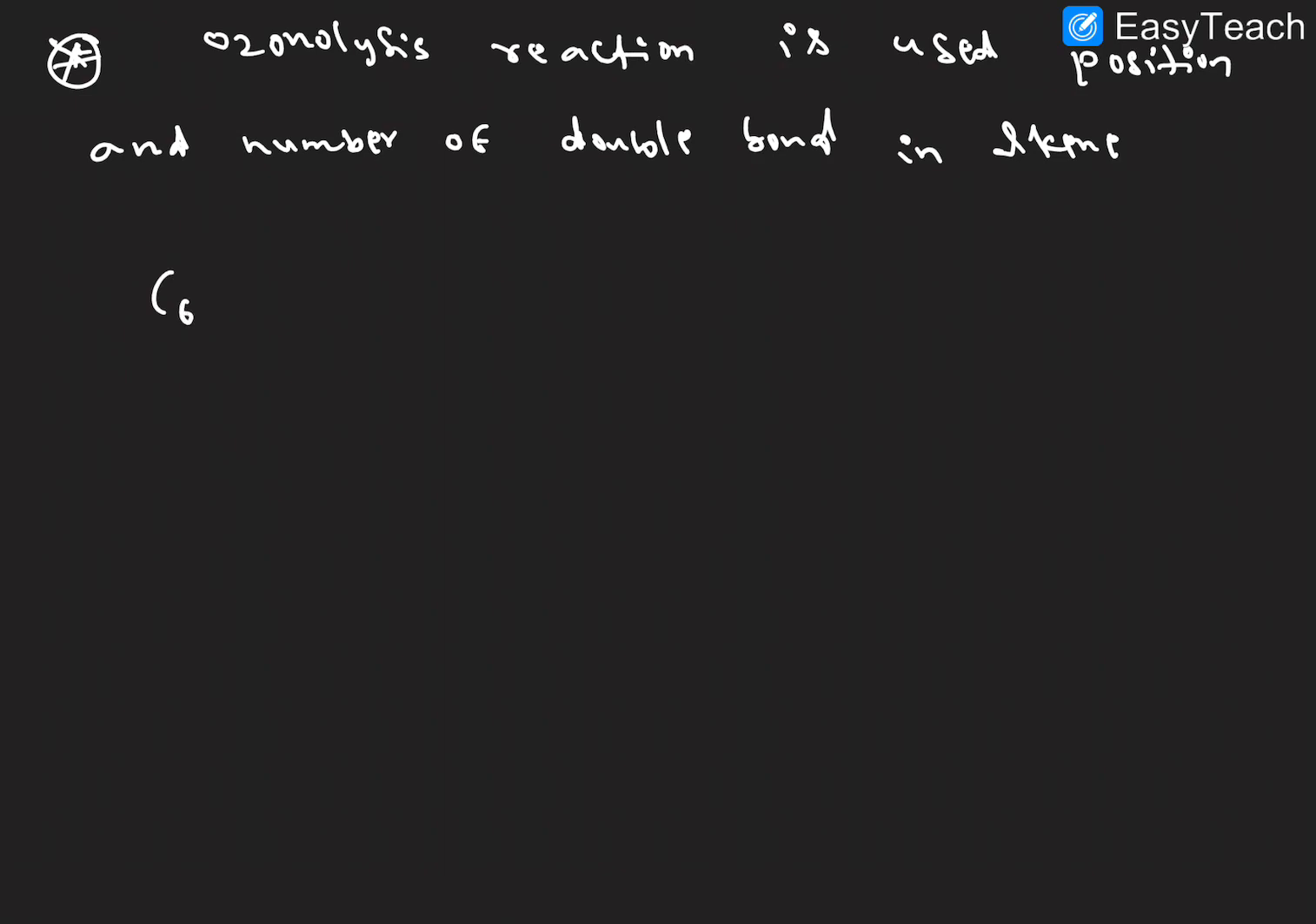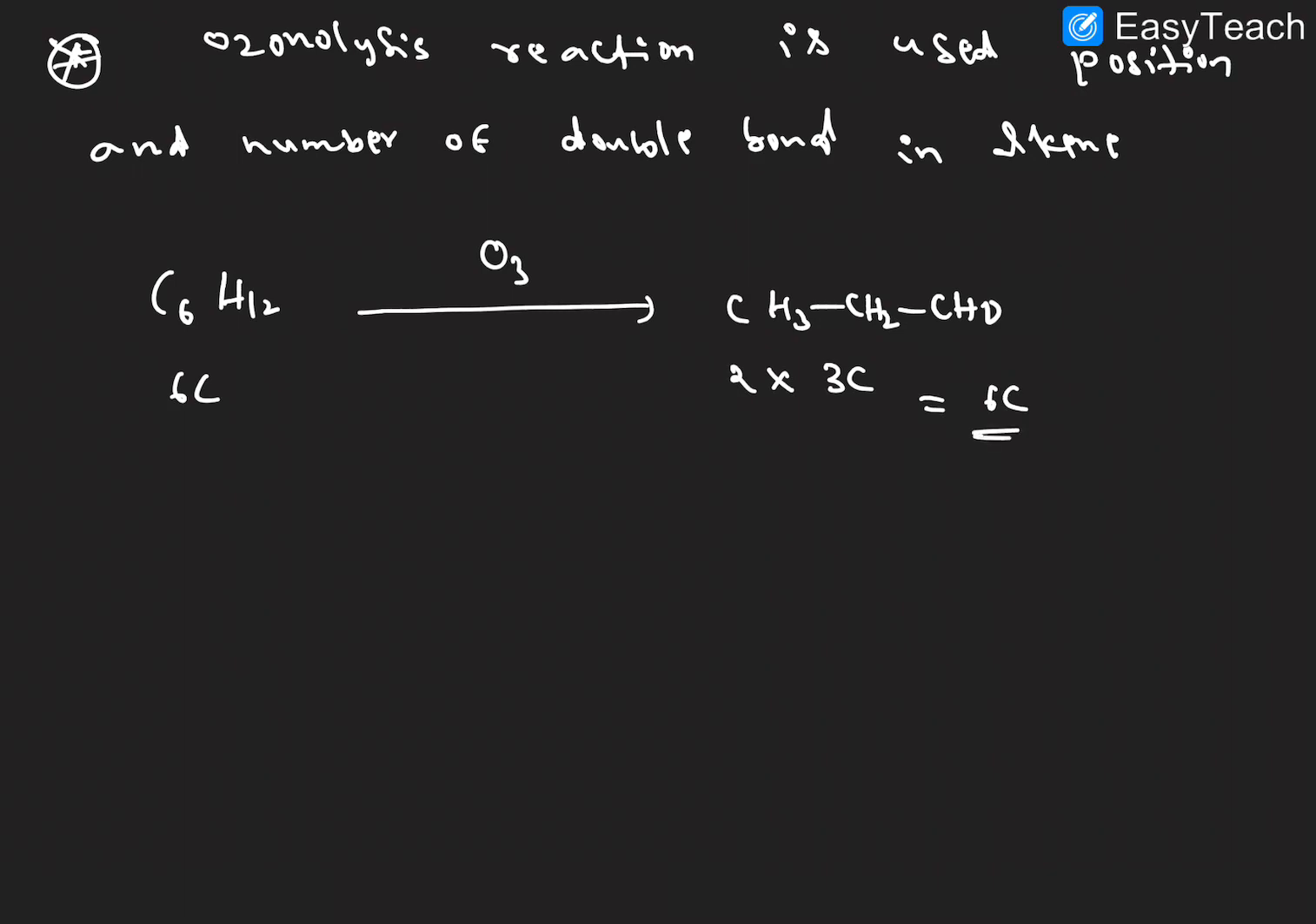For example, C6H12 is there. Ozonolysis is taking place. So what is happening here? Ozonolysis forms CH3 and CH2 and CH. So the number of carbons is 6 here, but here the number of carbons is 3. It is not equal, so multiply by 2, so you'll get 6 carbons, right? Here the number of carbons in the reactant equals the number of carbons in the product.